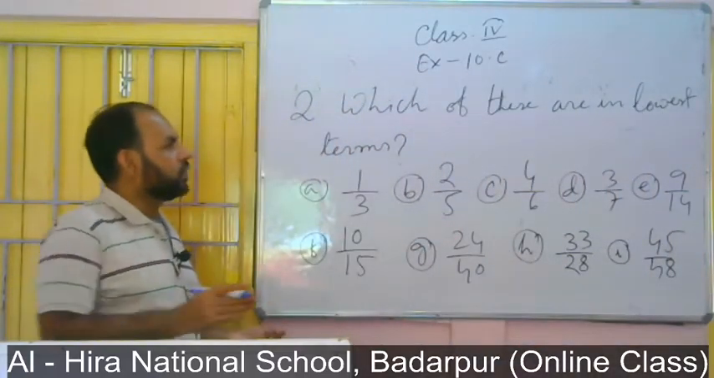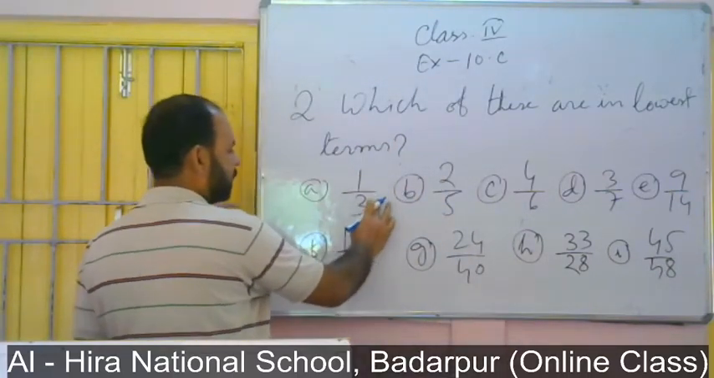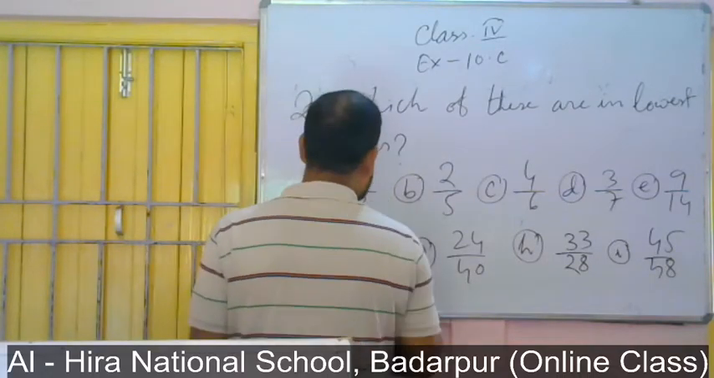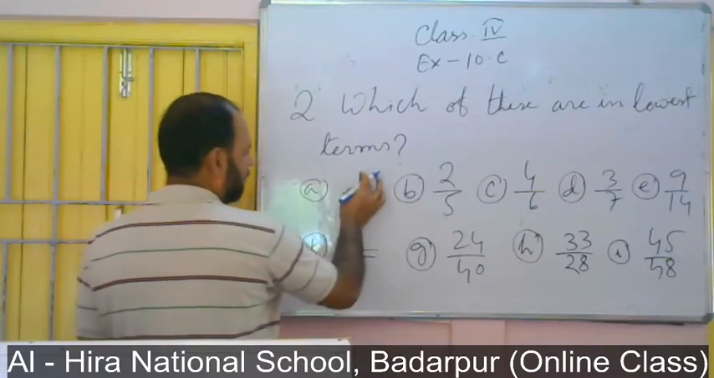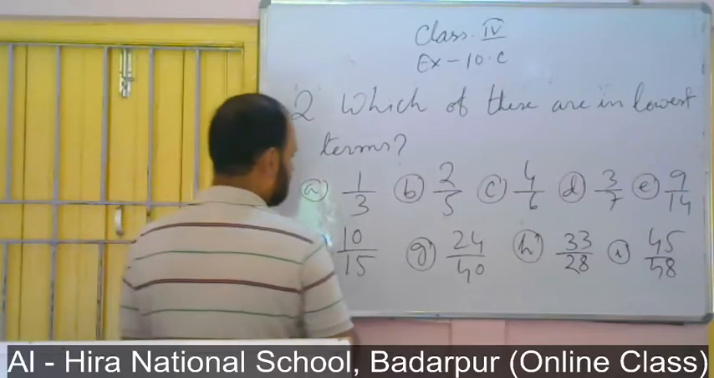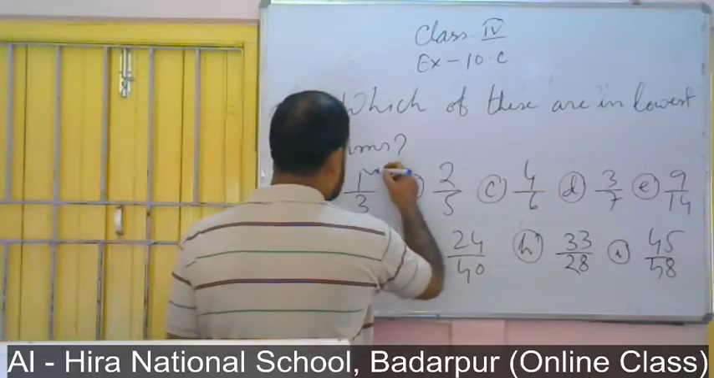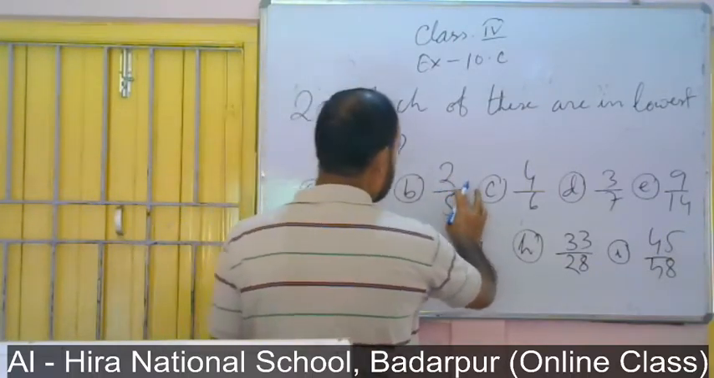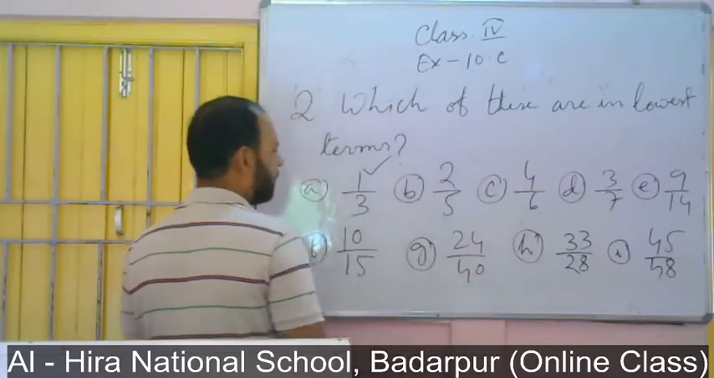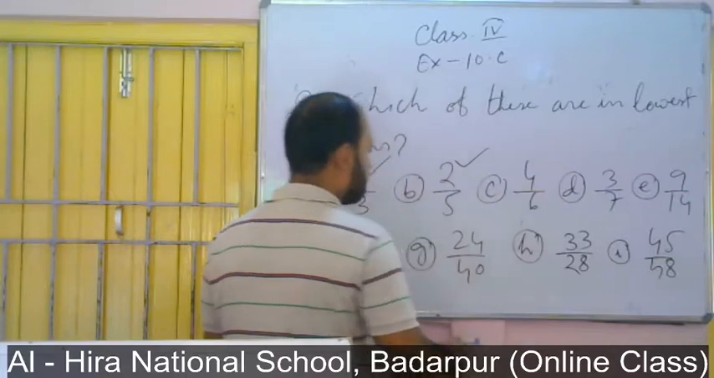Now we see which of these are in lowest term, we give tick mark. So here 1 by 3. So we get the numerator is 1 and denominator is 3. So 1 and 3, if we take out the factors, then we get only common factor is 1. So this one is lowest term. Next 2 by 5. 2 is prime number and 5 is also prime number. So only common factor is 1. So this one also lowest term.